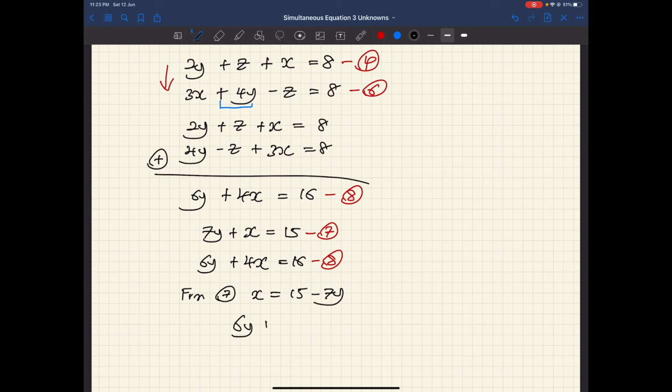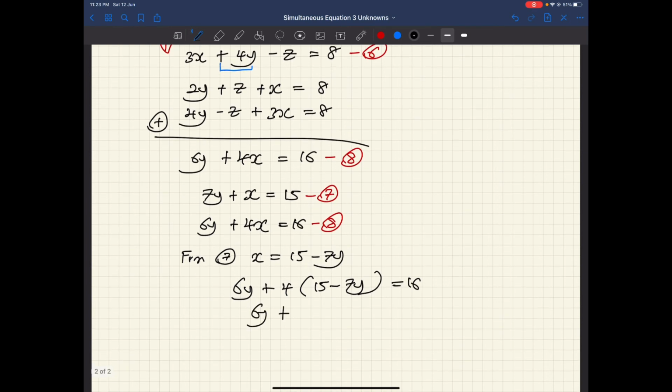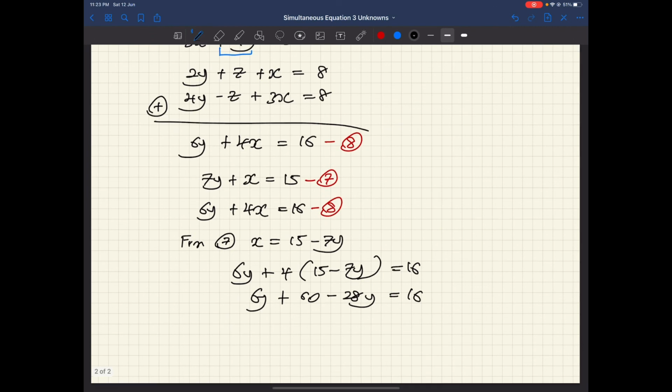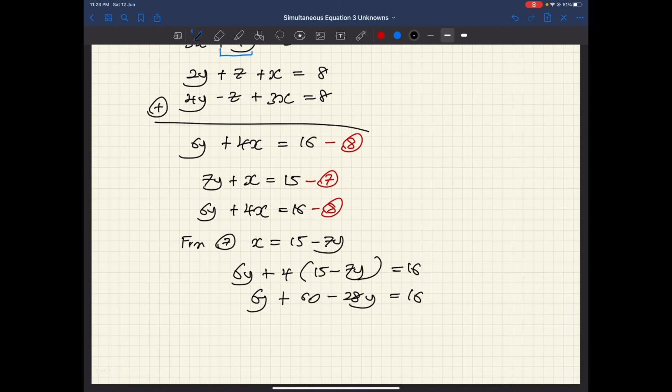I'm going to use that to substitute into my equation number 8. Whatever terms I have with x, I'm going to replace that with 15 minus 7y equal to 16. So 6y plus 60 minus 28y equal to 16. So 6y minus 28y, I get minus 22y. 16 minus 60, I get negative 44. So y equal to 2.